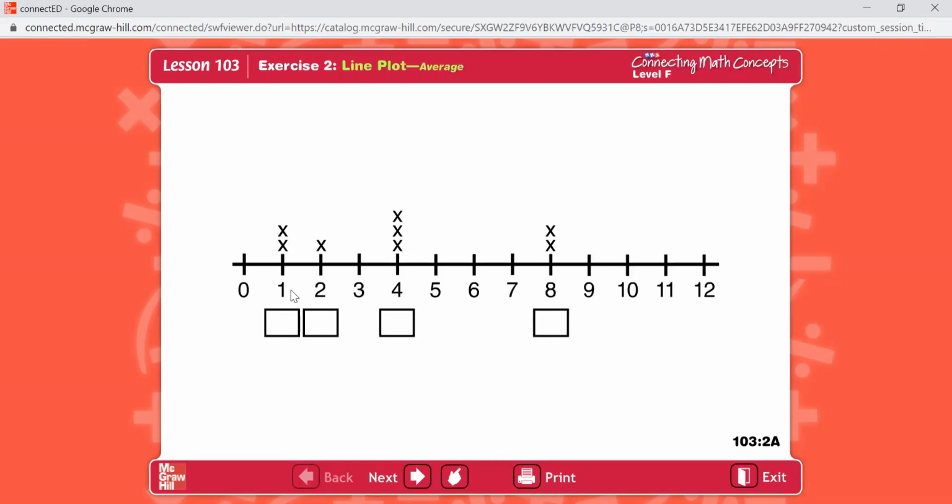To find the total for the ones, we add 1 plus 1. 1 plus 1 is 2. The total for 2 is 2. It's all by itself. 4. The total for 4 is 4 plus 4 plus 4, or 4 times 3, which is 12. And for 8, we have 8 plus 8, or 8 times 2, which is 16.